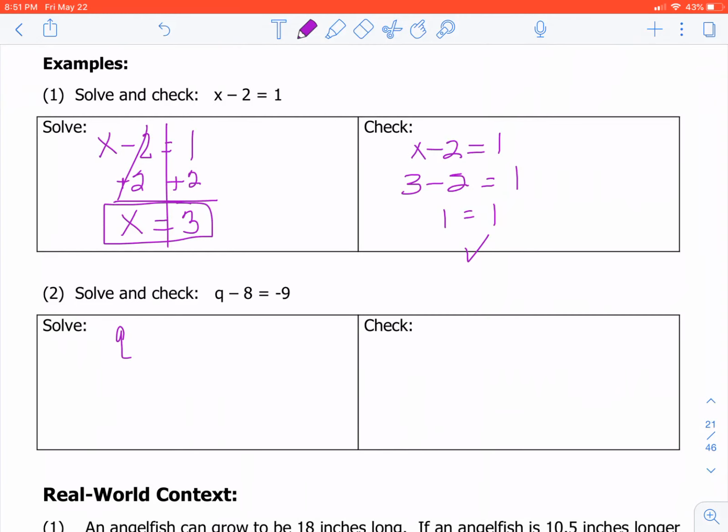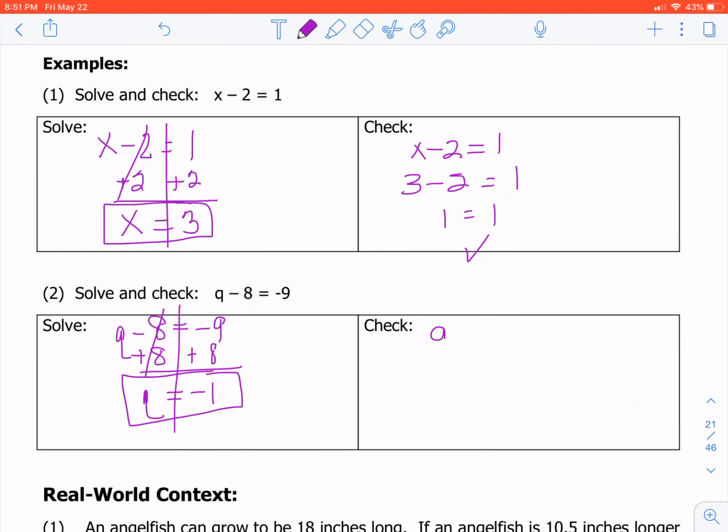All right, number 2, we're going to do q minus 8 equals negative 9. Opposite of subtracting is adding. We're going to add 8 to both sides. The 8's cancel out. We still have q. Negative 9 plus 8 is negative 1.